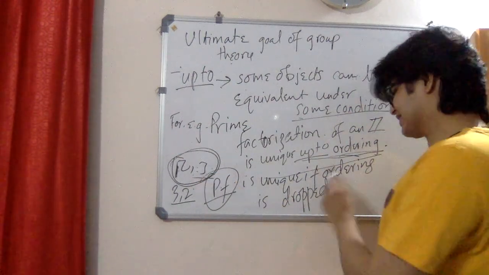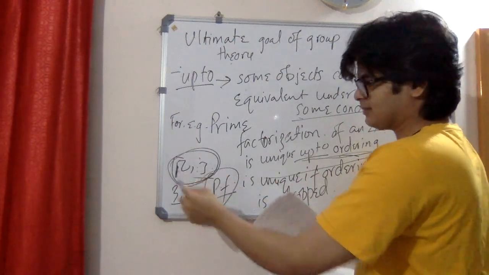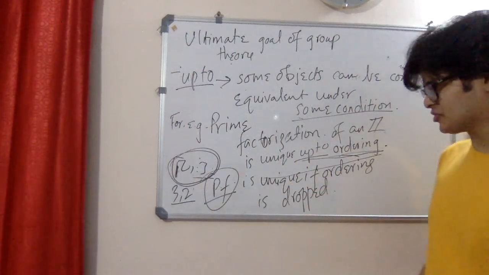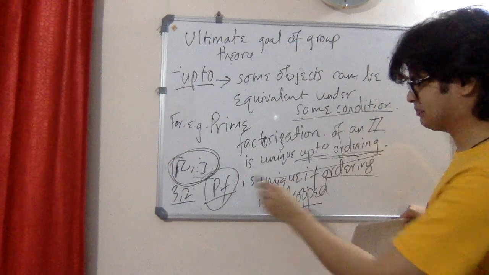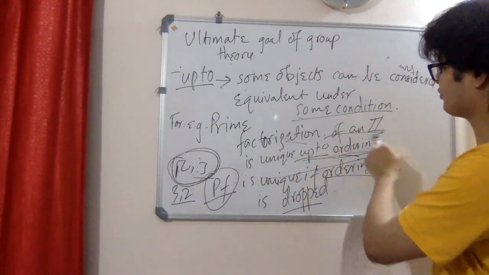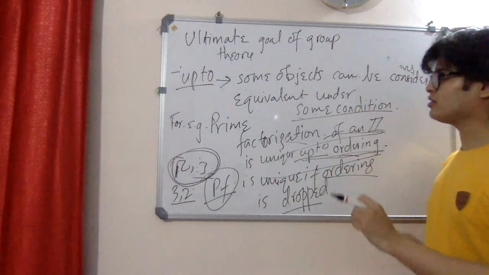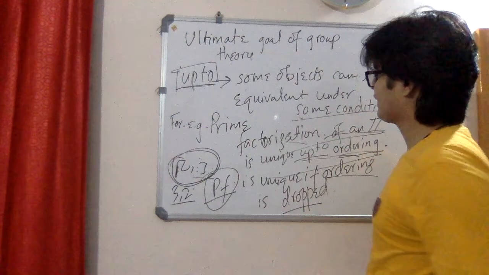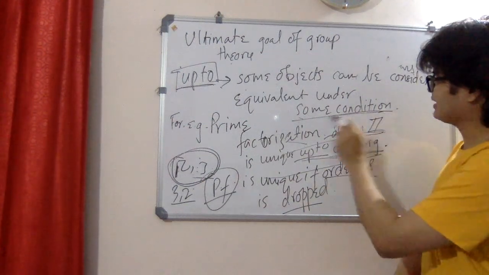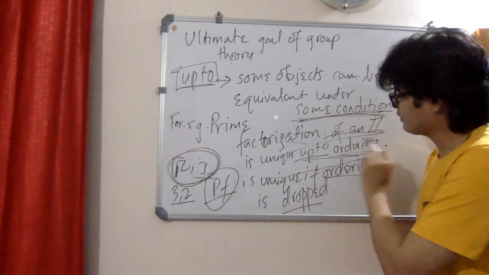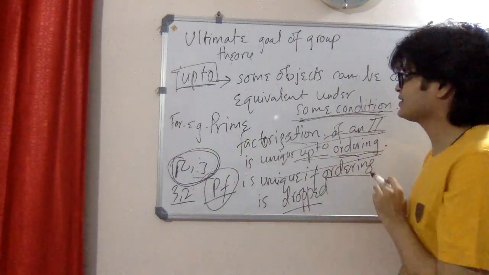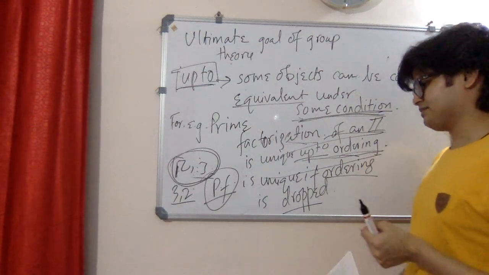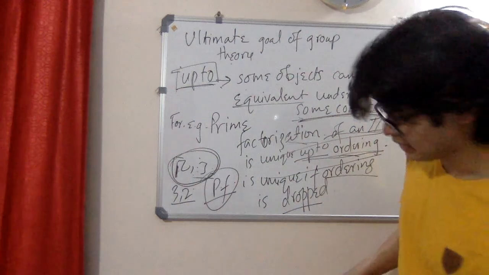But if I consider the ordering, then I can reorder them as 3 2, and then it is no more unique. So if I drop the ordering of the prime factors, then the prime factorization of an integer is unique. So that is what is meant by the phrase "up to" in mathematics. So in the definition, the condition which I am talking about is that we have to prime factorize the integers, and then we get some kind of equivalence. That means the prime factors are unique.